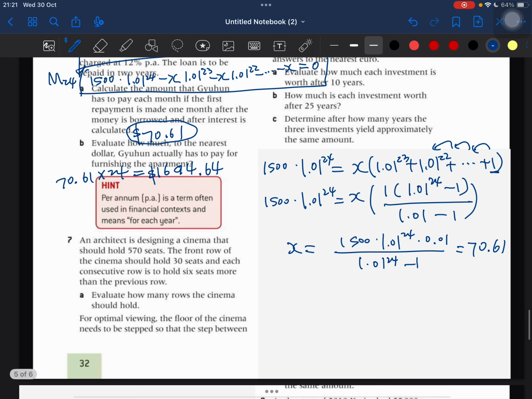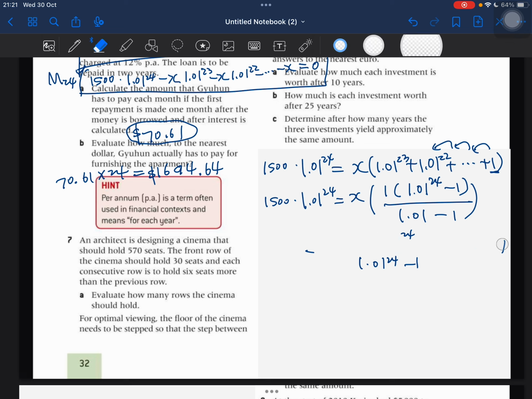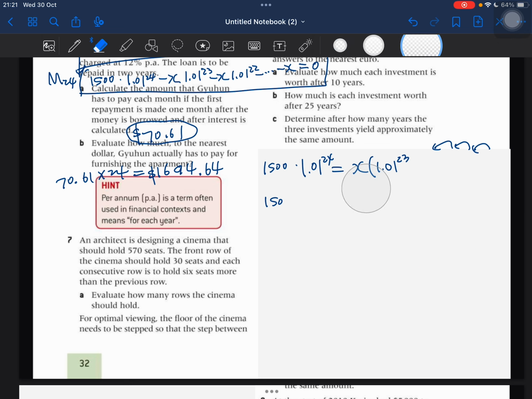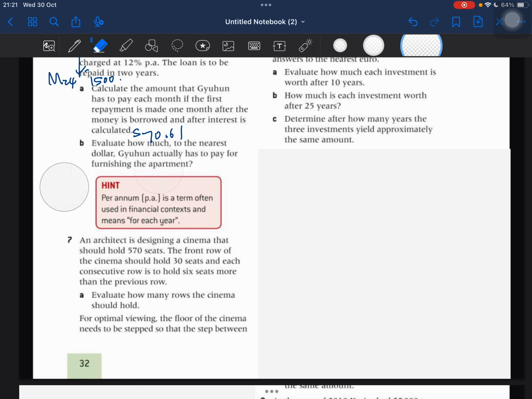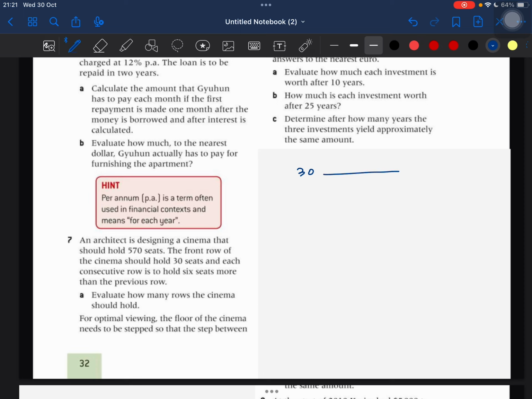And number 7. An architect is designing something. The cinema should hold 570 seats. The front row should hold 30. Each consecutive row is to hold 6 seats more. So okay, U1 is 30, U2 is 36, U3 is 42, and so on. Evaluate how many rows the cinema should hold.